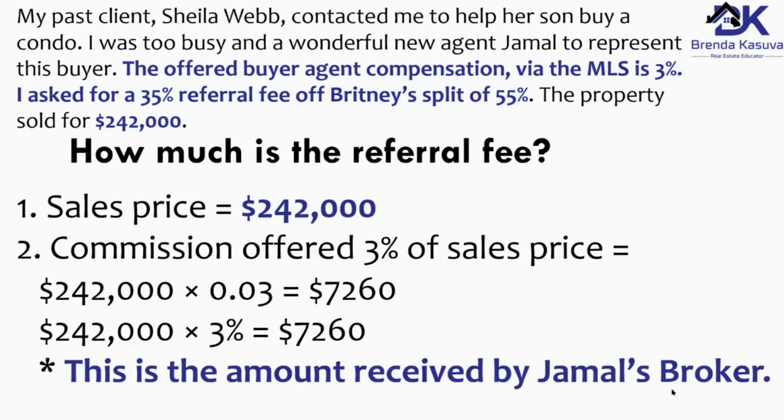And then we're going to find out the commission offered is 3%. So we find out what the commission is. And you're seeing the conversation is offering the two ways you could do that. Do it on your calculator, 3%, or some of us will convert the percentage into decimal points. Either way, you're going to get what the compensation is, which is $7,260. That is what is going to go to Jamal's broker.